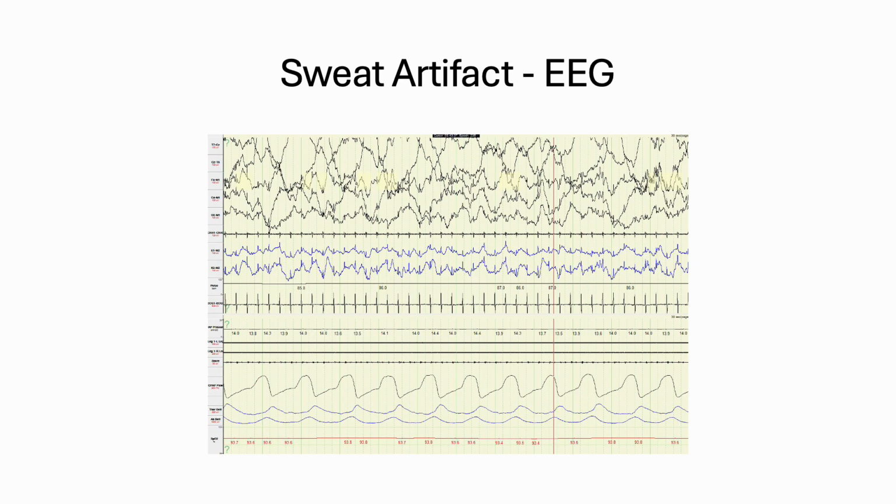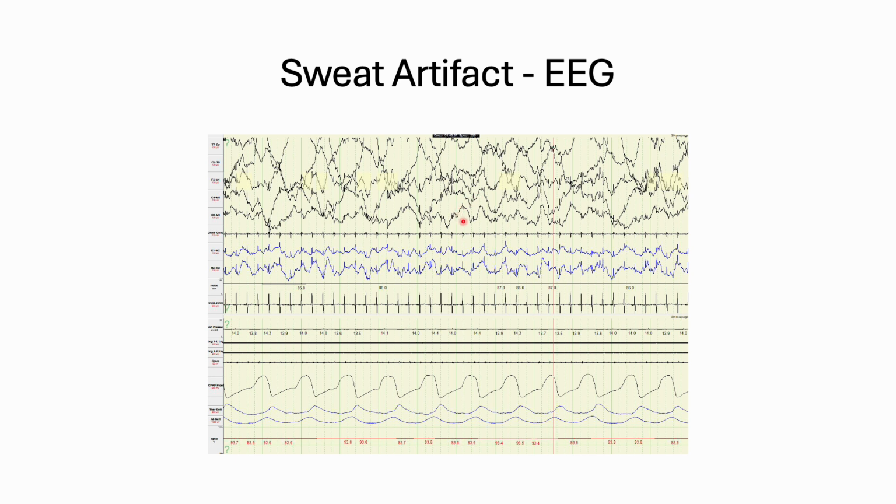Alright, here's some decent sweat artifact. And this kind of looks like just slow waves. But these are not slow waves. They are just too big and they're going crazy. You see these tiny waves riding on these big waves. If these were real slow waves, they would be very straight, and some of these look like it, but they still have these little waves riding on it. And that's one way you can tell the difference between real delta waves and sweat artifact.